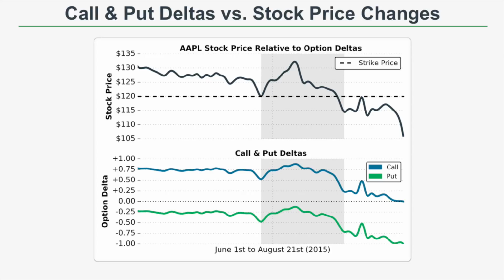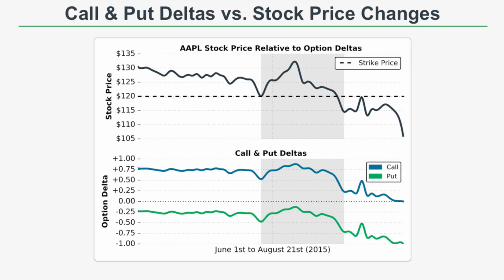In the last half of that shaded region, the stock price crashed from 132.5 down to 115. Over that period, the call delta fell from over 0.75 down to 0.25, while the put option's delta also fell from -0.25 to -0.75. So when the stock price decreased significantly, the call option became less sensitive to movements in the stock price, and the put option became more sensitive to movements in the stock price.